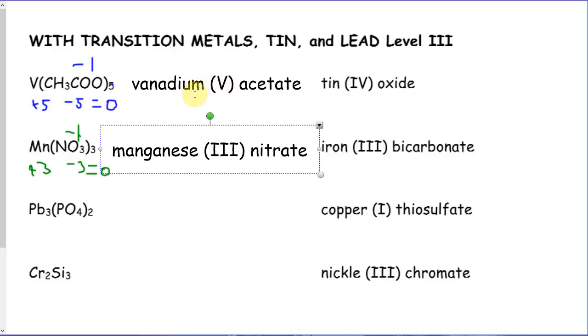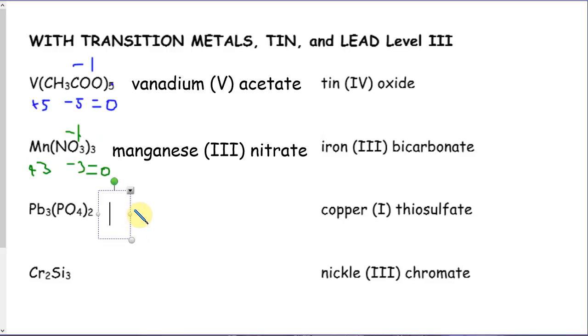Here's how you know this works. If the right charge is above the anion, which in this case acetate is a -1, then the reverse crisscross works. We're going to see one here in a minute that doesn't work. So reverse crisscross works here. Reverse crisscross works here as well. This 3 on the outside would go above manganese. The invisible 1 would go above nitrate. I know nitrate is a -1 charge, so reverse crisscross works here, and this is manganese 3 nitrate.